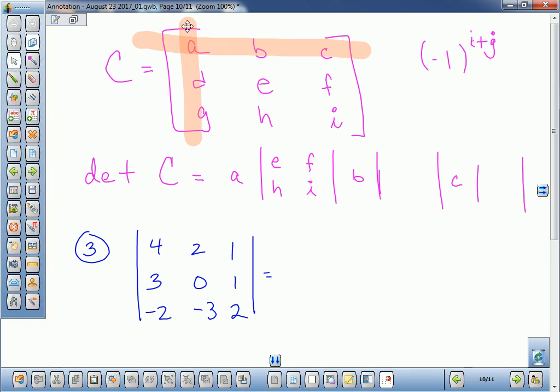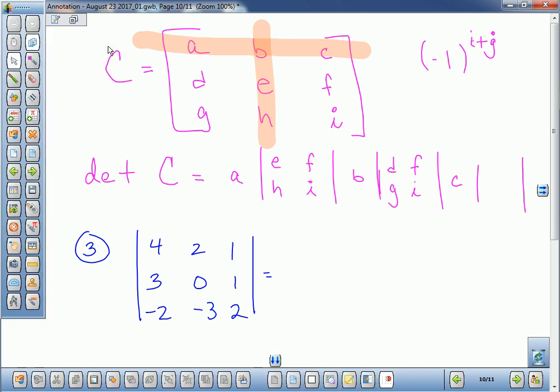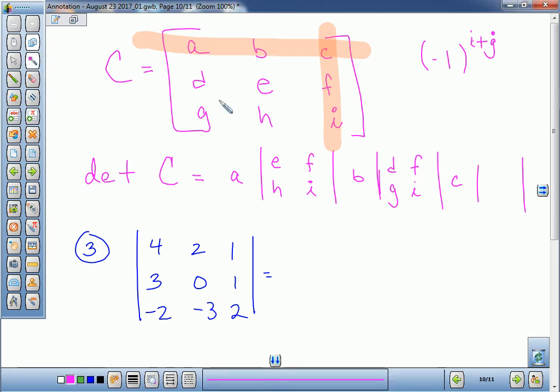And then we move over to that same row where B is. So when we choose B, it eliminates this column. So what does it leave us for the 2 by 2? D, F, G, I. And then C, we scoot on over, and this would leave us D, E, G, H.